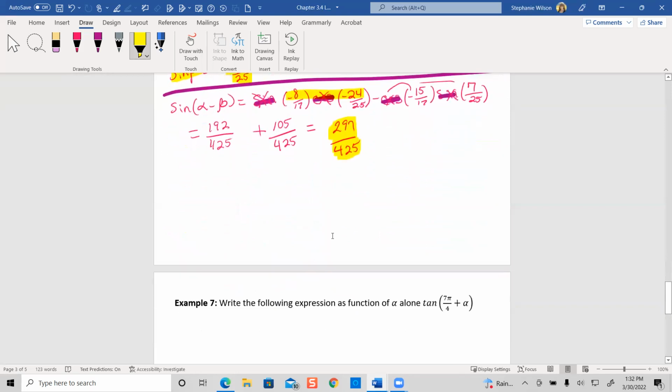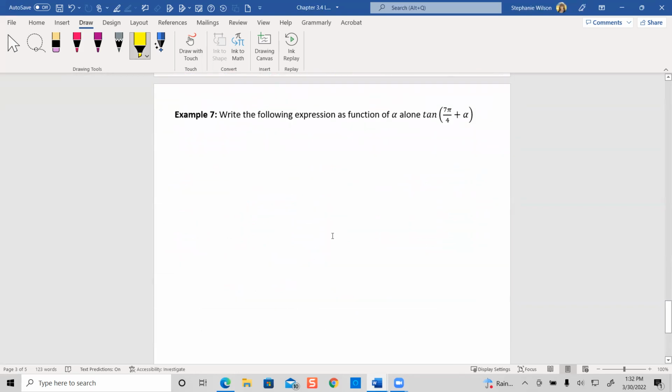All right, so now let's do our last problem. So we're going to write the following expression as a function of alpha alone, tangent of 7 pi over 4 plus alpha. All right, so let's go grab our identity. We got tangent of 7 pi over 4 plus the alpha. All they did is alpha plus beta, but they said, well, let's let alpha be the 7 pi over 4 and let's let beta be alpha this time. It's just recognizing the formula or the identity.